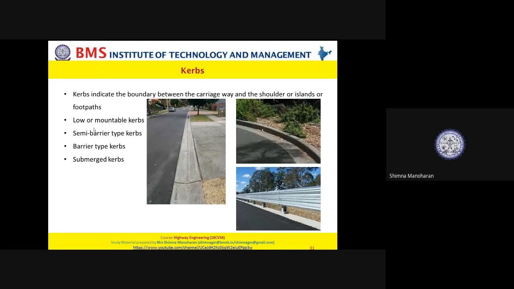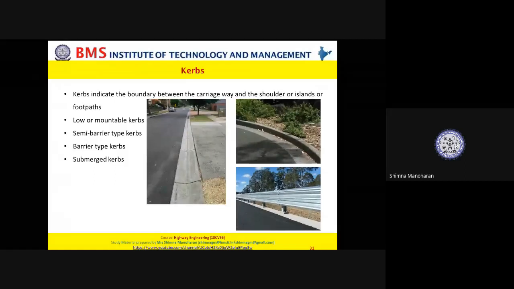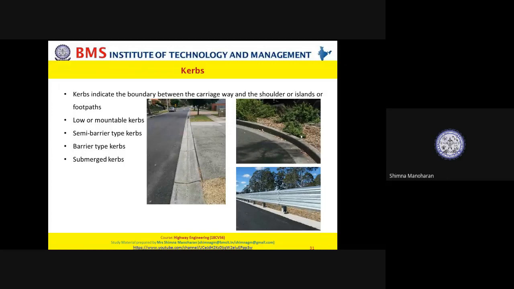Curbs, again, you have 4 different types. You have the low or mountable curbs, then the semi-barrier type curbs, barrier type curbs and submerged curbs. With low or mountable curbs, if there is some emergency, vehicles can mount on the curb. That is why it is called low or mountable curb. In semi-barrier type, it's not easy for a vehicle to go into the shoulder, but at least the vehicle can mount this curb. But in barrier type curb, it's not possible for a vehicle to cross this curb.